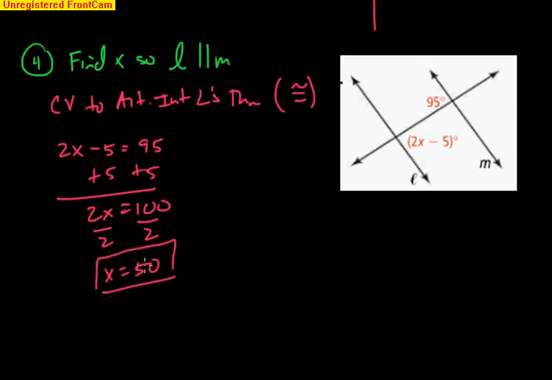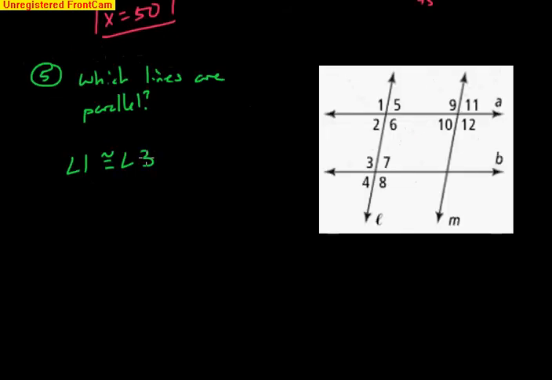And according to this picture, if x is 50, we will get congruent alternate interior angles. Now we can check, right? 2 times 50 minus 5, that's 100 minus 5, which is 95. Makes this angle 95 degrees, which makes these two angles congruent. Those are alternate interior angles. If alternate interior angles are congruent, then your lines are parallel. There we go. So there's our x value.